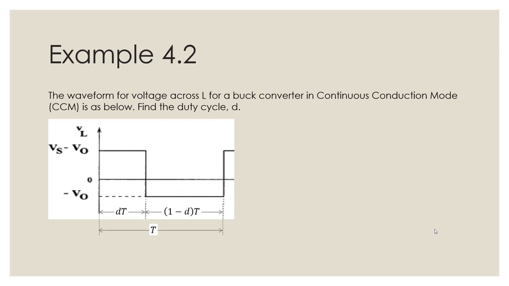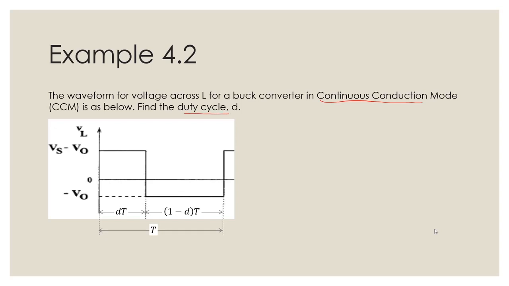Okay, so here example 4.2 is given as the waveform for the voltage across the inductor for a buck converter in continuous conduction mode, CCM, as below. Continuous conduction mode means that this is our assumption for the buck converter. Now, using this waveform, we are going to find the duty cycle D.